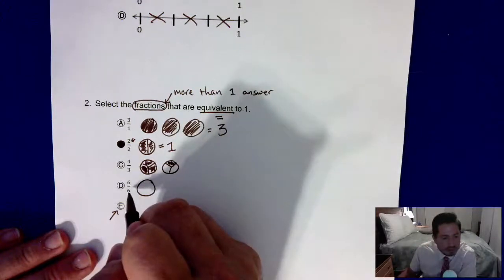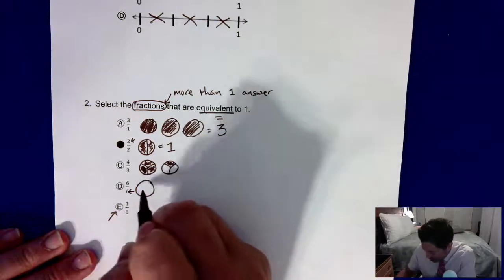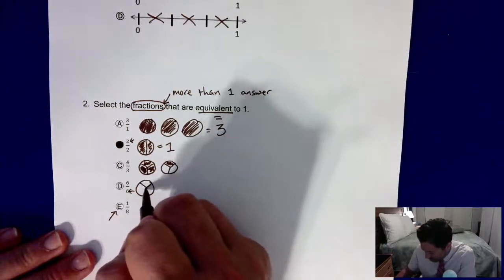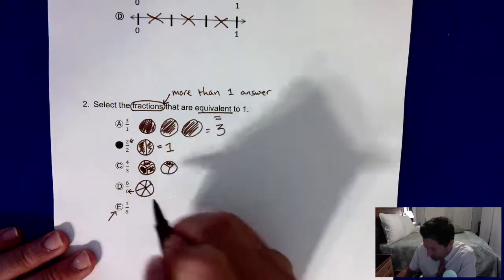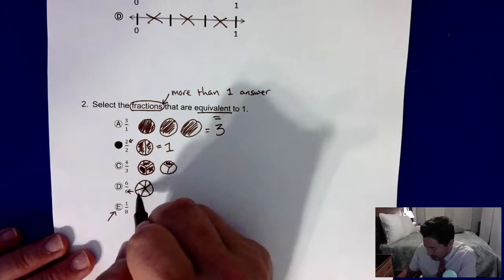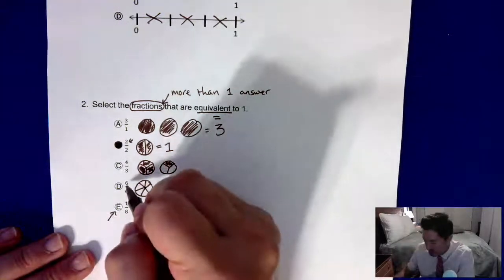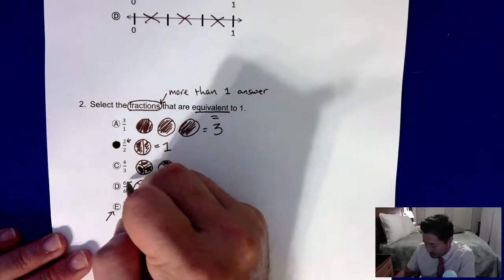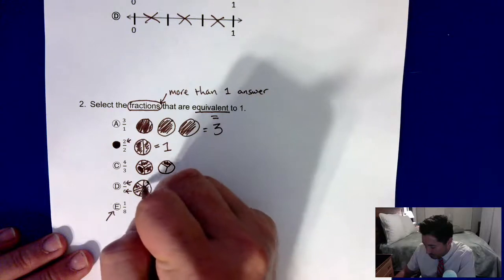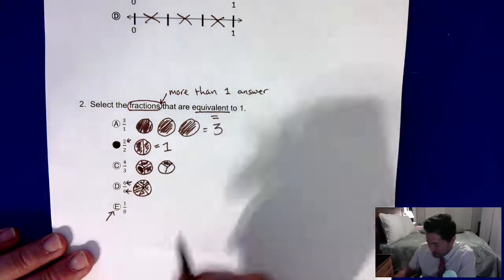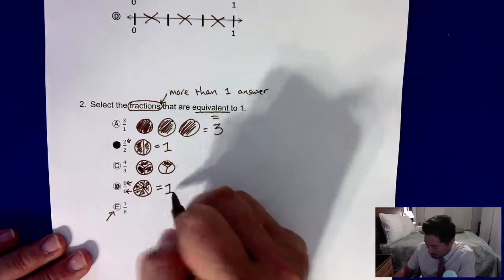It says my whole is split into 6 pieces right here. And so I'll first split it into 3, and then I'll split all those pieces. And that should be 1, 2, 3, 4, 5, 6. Now, it says I need to shade in 6 pieces. 1, 2, 3, 4, 5, 6. So, that's 1 whole piece.